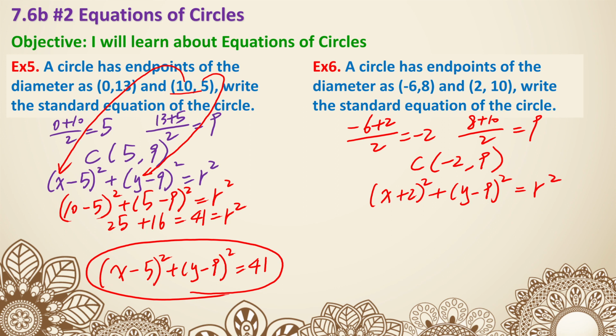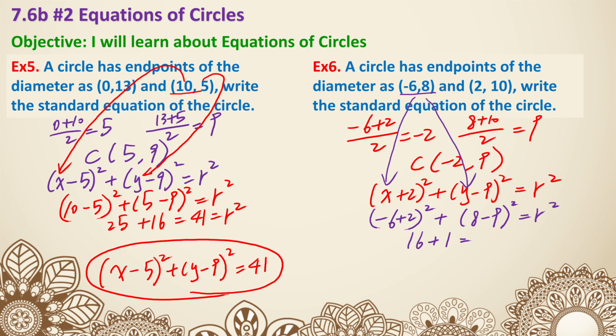Afterwards, I can use either point. I'm going to use the first point again. So I have (-6 plus 2) squared, then (8 minus 9) squared equals r squared. So -6 plus 2 is -4, squared, that is 16. 8 minus 9 is -1, squared, that is 1, so that equals 17, which is my r squared. Now I can finish writing the equation, (x plus 2) squared plus (y minus 9) squared, that equals 17.